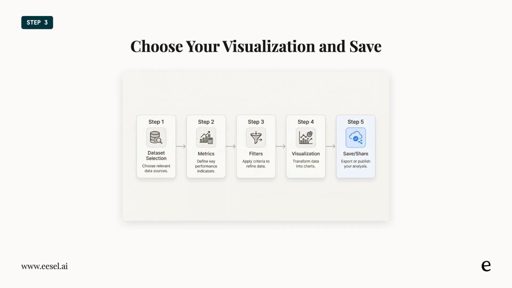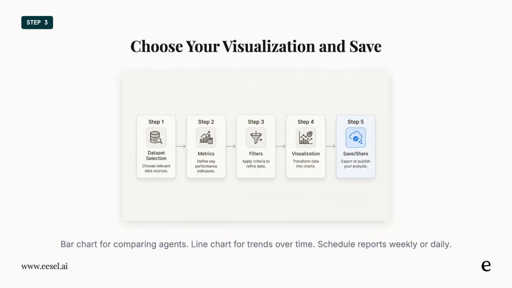Pick a bar chart when comparing agents or groups, and a line chart when tracking trends over time. Give your report a clear descriptive name, save it, and add it to a dashboard. Professional and enterprise plans can schedule automatic delivery to agents or external email addresses.